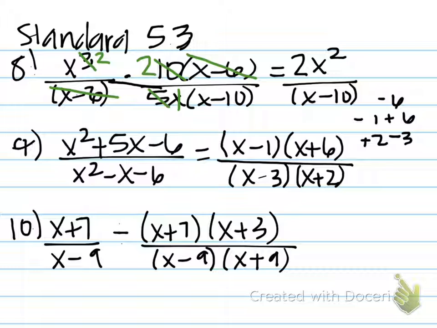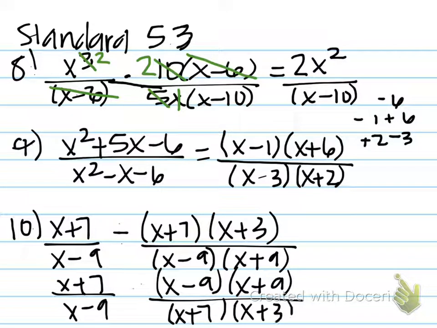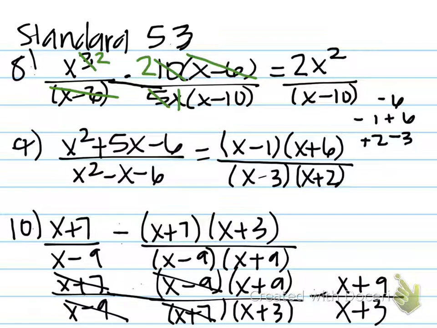When we're dividing, we're going to do keep, change, flip. So we're going to flip the bottom to be on the top. And now we're multiplying, so this is all one fraction. I can reduce x plus 7 and x plus 7, and x minus 9 and x minus 9, and I get x plus 9 over x plus 3.